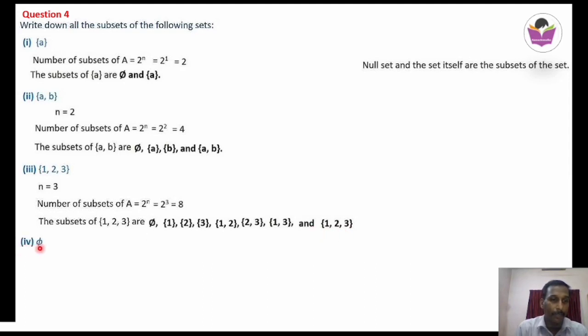Then question number 4, we have to write the subsets of the null set. So n is equal to 0. n is equal to 0 means there are no elements in a null set. So the number of subsets is 2 power n, which means 2 power 0. 2 power 0 we know is 1. So surely the null set itself is the subset. So the only subset of the null set is the null set itself.